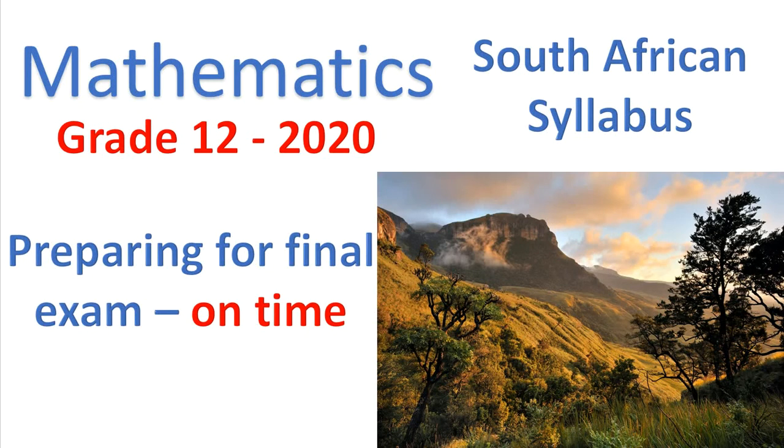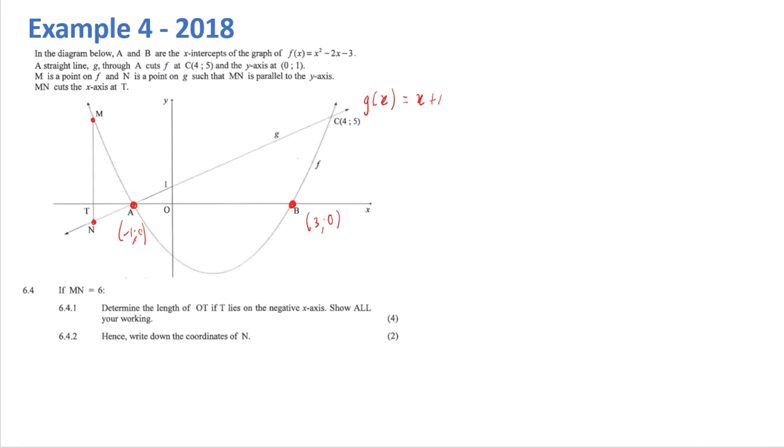Okay, and then continuing with this example from a 2018 paper. The next question asks, well, they're giving the length of this line MN. They're saying it has a length of 6. And they want us to compute, firstly, the length of this interval OT. And this is 4 marks.